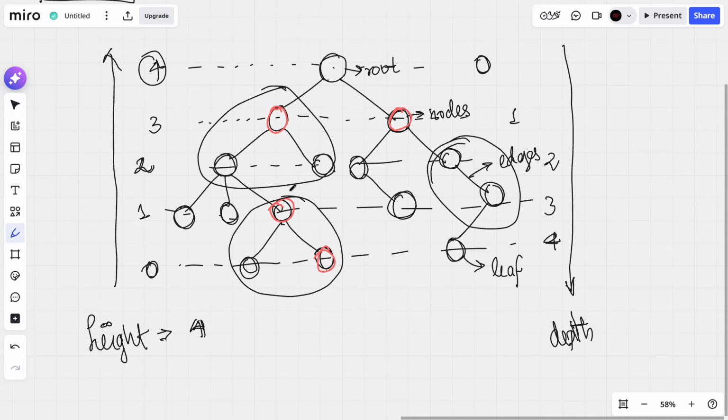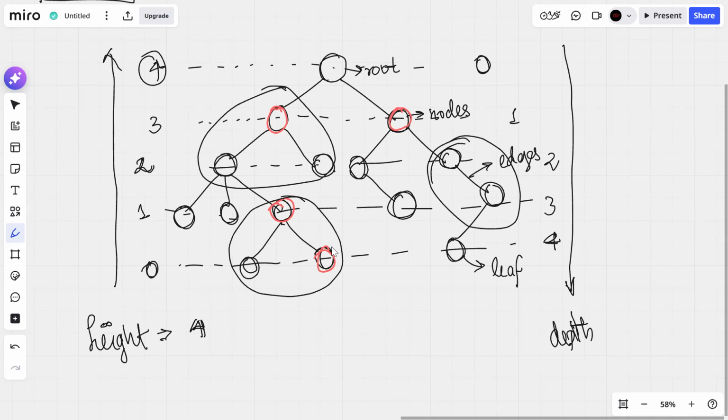So these are like small trees, just the small trees which make up this whole entire tree. That's what we call a subtree. A subtree is nothing but a portion of a tree. These are like self-contained trees, a tree inside a tree. So that's pretty much subtrees.